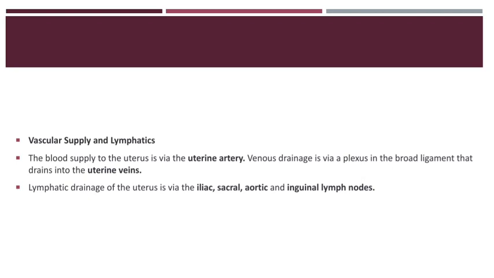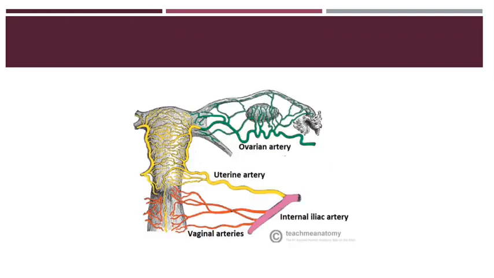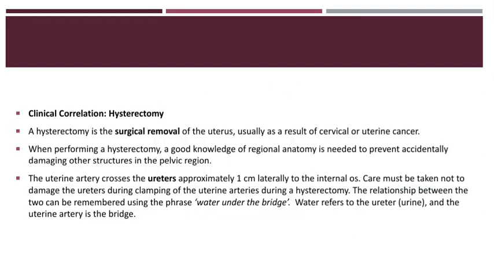Vascular supply and lymphatics. The blood supply to the uterus is via the uterine artery. Venous drainage is via the plexus in the broad ligament that drains into the uterine veins. Lymphatic drainage of the uterus is via iliac, sacral, aortic and inguinal lymph nodes. There will be the ovarian artery, uterine artery, internal iliac artery and the vaginal arteries. Clinical correlation: hysterectomy. This is a surgical removal of the uterus, usually as a result of cervical or uterine cancer. In performing a hysterectomy, a good knowledge of regional anatomy is needed to prevent accidentally damaging other structures in the pelvic region.